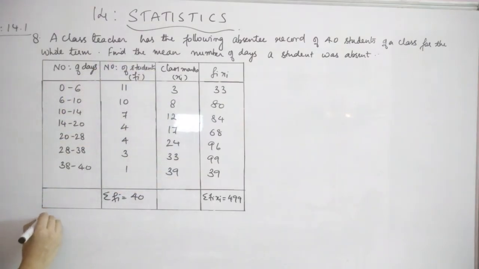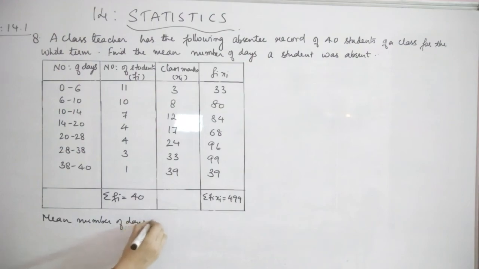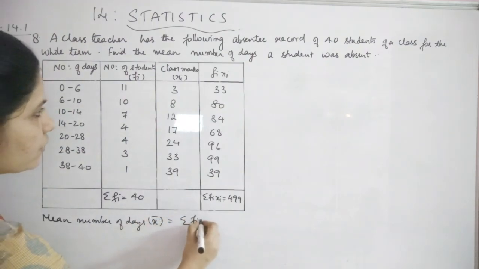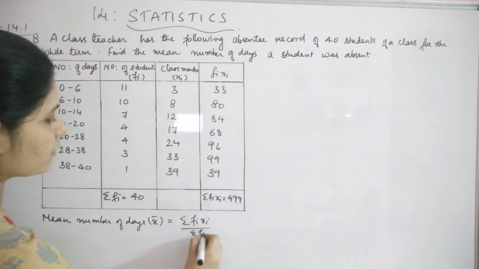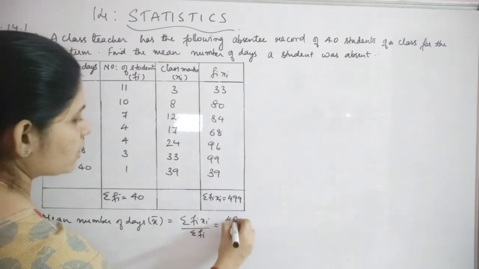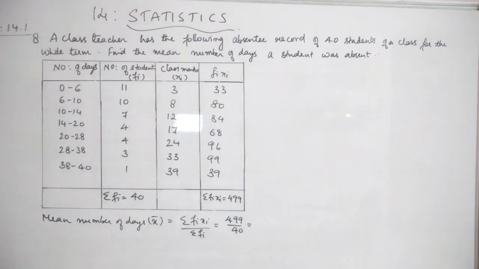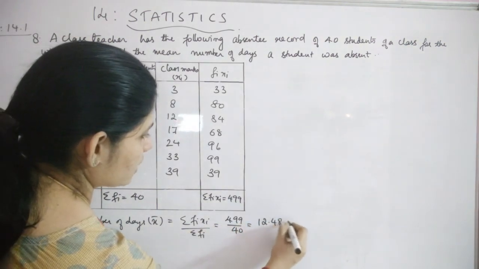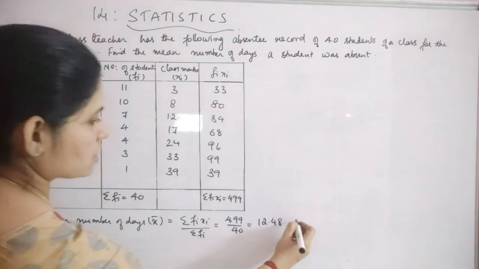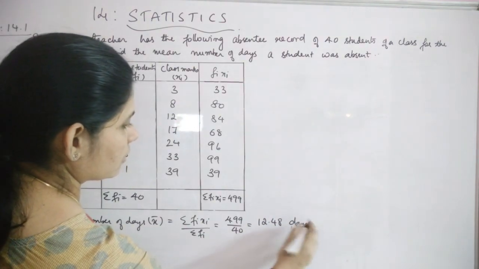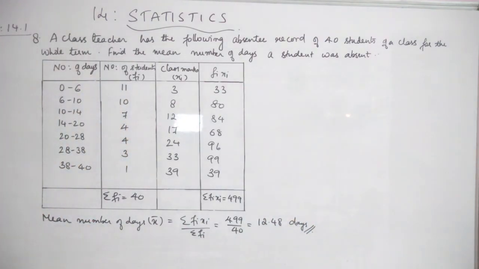Now what is asked? Mean number of days. So the mean number of days, that is actually acting as x bar here, is equal to sigma FiXi divided by sigma Fi, which is equal to 499 divided by 40, and the value is 12.48. 12.48 mean number of days. So this is this many days. Okay, 12.48 days.